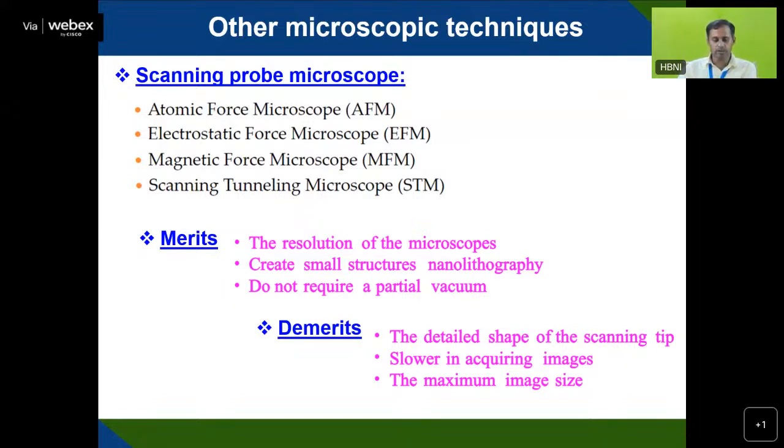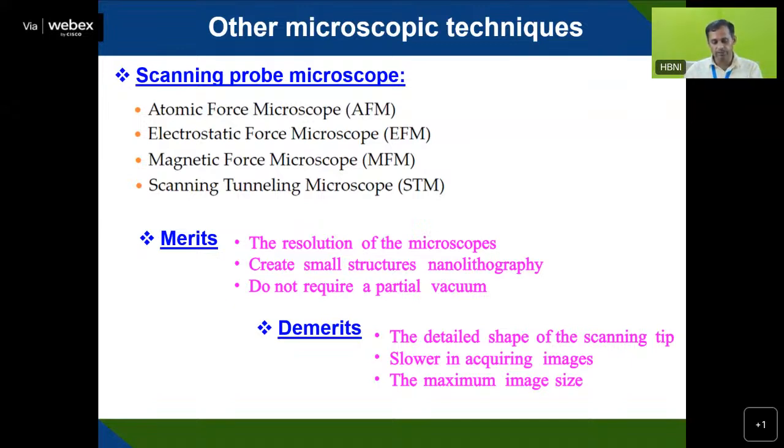With electrical forces you get EFM, electric force microscopy. By using magnetic material, you can use magnetic forces for MFM, or magnetic force microscopy. Or you can use the tunneling current that is generated between the substrate or surface of the sample and the tip of the cantilever. So you are able to use the tunneling effect, and because of that you get the scanning tunneling microscope. Here you can get very good resolution.